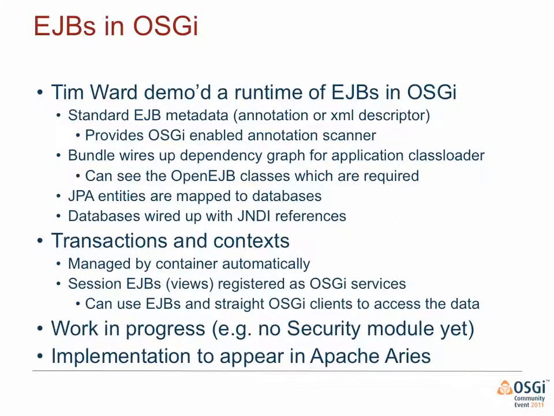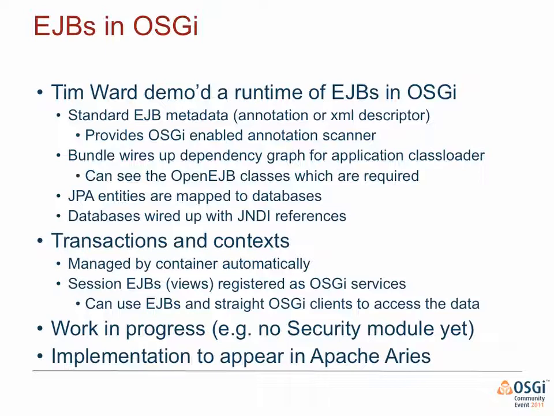Now, at the OSGi event, Tim Ward demonstrated a runtime of using enterprise Java beans in OSGi. This took an existing enterprise Java bean jar file, either using annotations or using XML, and provided an OSGi-enabled annotation scanner to be able to detect all of the EJBs that were running inside that code. What the additions that Tim made to the Aries class load JPA utilization was the ability to wire up these EJBs, and by hooking in an application class loader, it can add the OpenEJB classes which are required, and those JPA entities can then be mapped to databases outside of the JPA code itself.